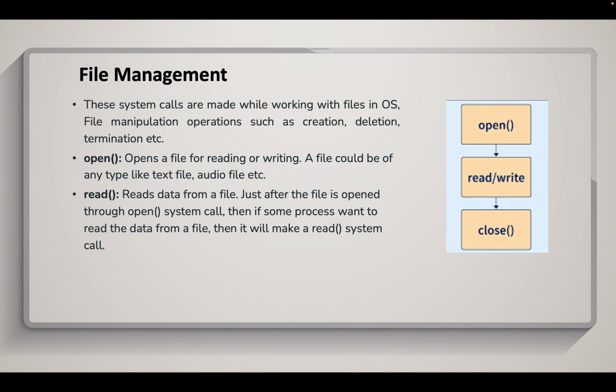The second type of system call is file management. These system calls are made while working with files in the OS. File manipulation operations such as creation, deletion, and so on. The open system call opens a file for reading or writing. A file could be of any type, like a text or audio file, anything. The read system call reads the data from the file just after the file is opened through the open system call. If some process wants to read the data, it makes a read system call.